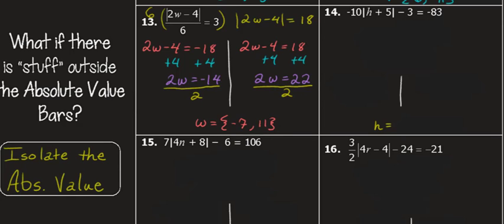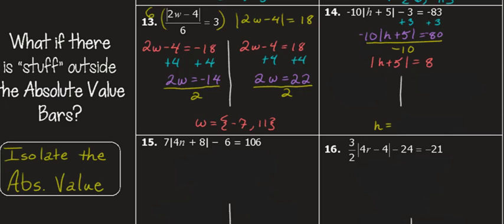In number 14, you have 2 operations to remove before you can solve the absolute value. First, we'll add 3 to both sides. -10 absolute value of h plus 5 equals -80. Again, you cannot distribute through absolute value bars. When you have multiplication, you must undo that multiplication with division. Divide by -10, leaving absolute value of h plus 5. On the right, -80 divided by -10 equals 8.